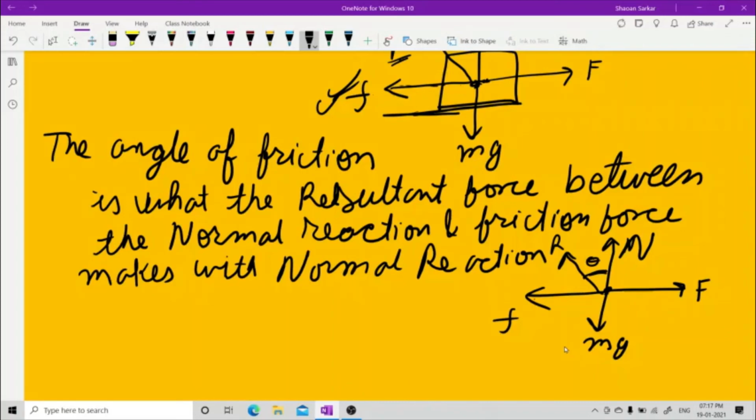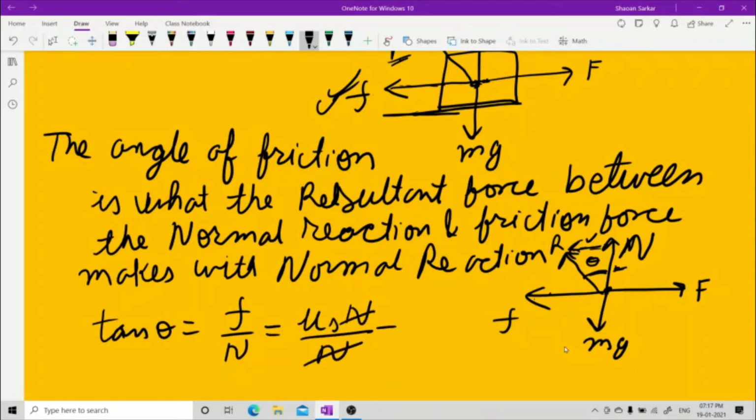Now if you move this parallelly and put it here, it becomes something like this. So now your tan theta is, this is your perpendicular, this is your base. So perpendicular is F and the base is normal. Now F, you know what it is, mu S n upon n, they cancel out and this becomes mu S. So tan theta becomes equal to mu S. That is the angle of friction.